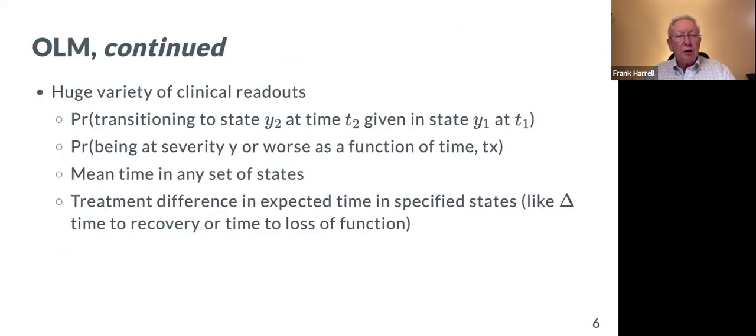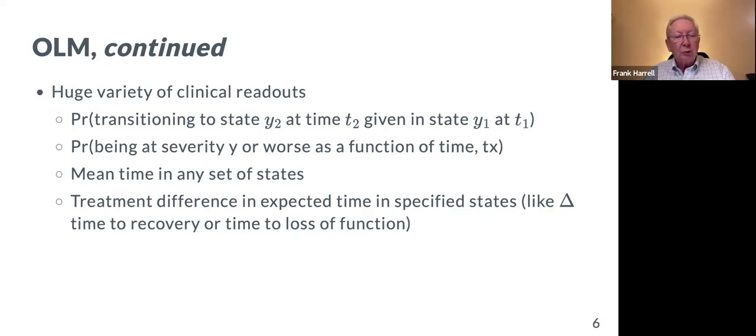There's a huge variety of clinical readouts with OLMs, which is one of its biggest advantages. For example, you could estimate the probability of transitioning to a certain state, Y2. This state could be that you're moderately symptomatic, or whatever you want to define for that state, at time T2, given you were in another state, Y1, at T1. So you can estimate the probability of going from being at home to requiring hospitalization as you go from one time period to another.